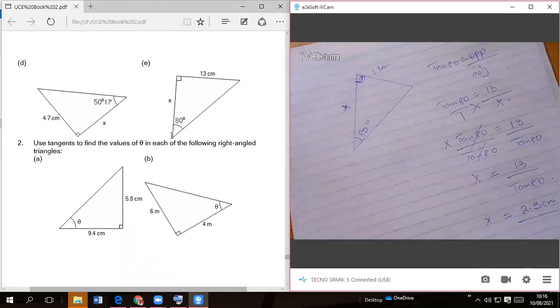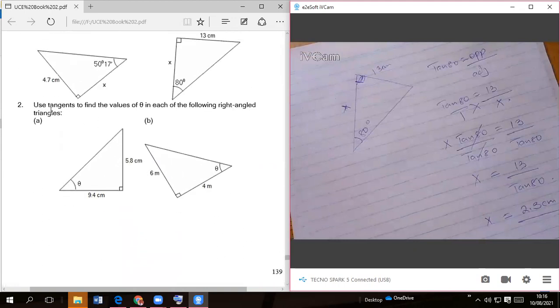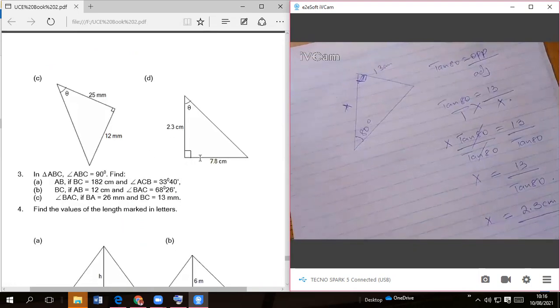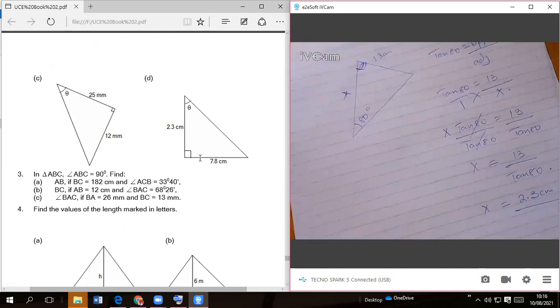Let us do something about finding the angle. Use the tangent to find the value of theta in each of the following right angled triangles. So let us do this one, but let us do part D. Part D, let me show you part D, and then you do the rest.